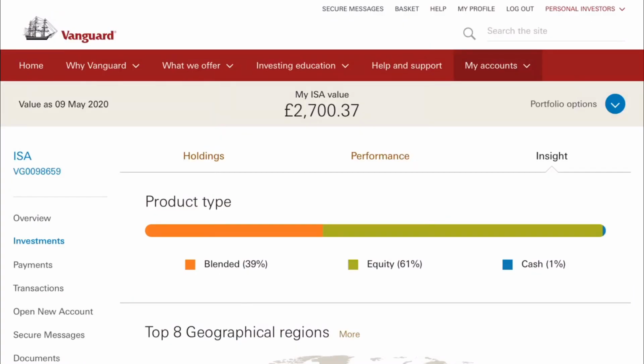By clicking on the Insight tab at the top, you can further break down your investment into product type, geographical region, and industry type. Presently, you can see I've got 39% of my money in a blended fund, and this is the Vanguard Life Strategy 100% equity. I've got 61% of my money in equities, which is the FTSE 100 tracker, the S&P 500 tracker, the emerging market tracker, and the FTSE Asia ex-Japan tracker.